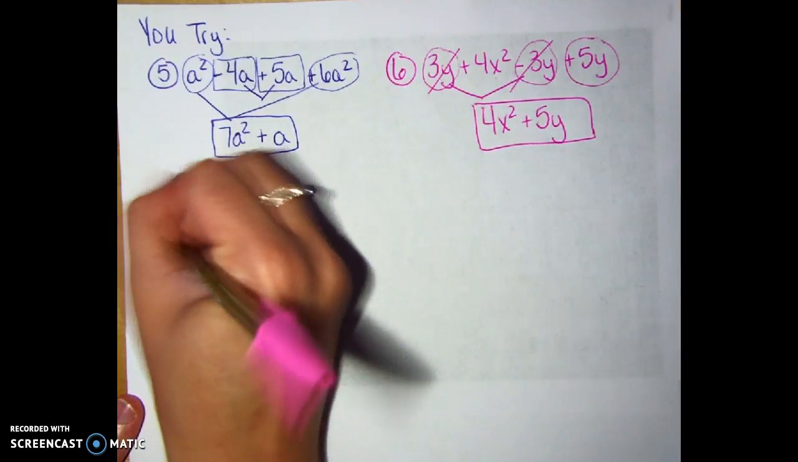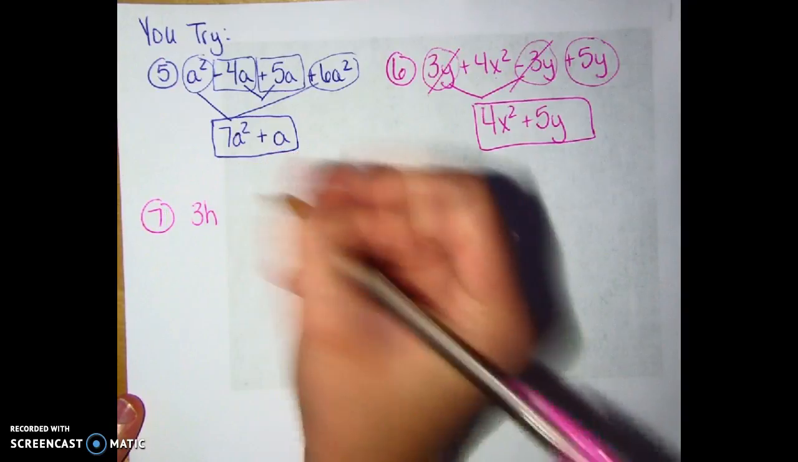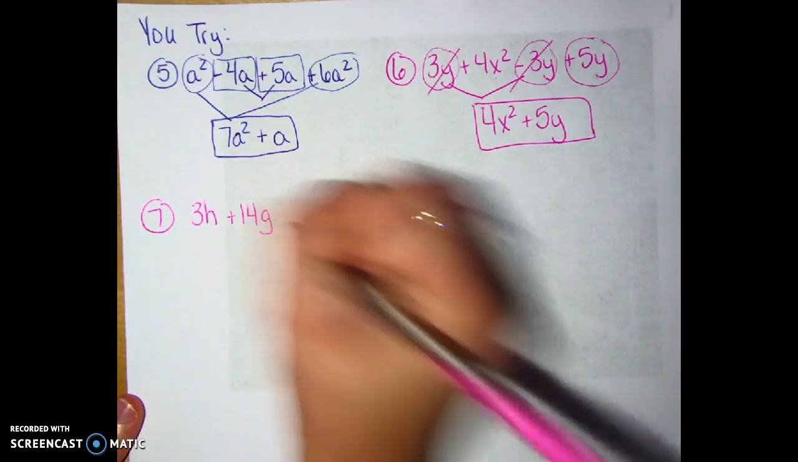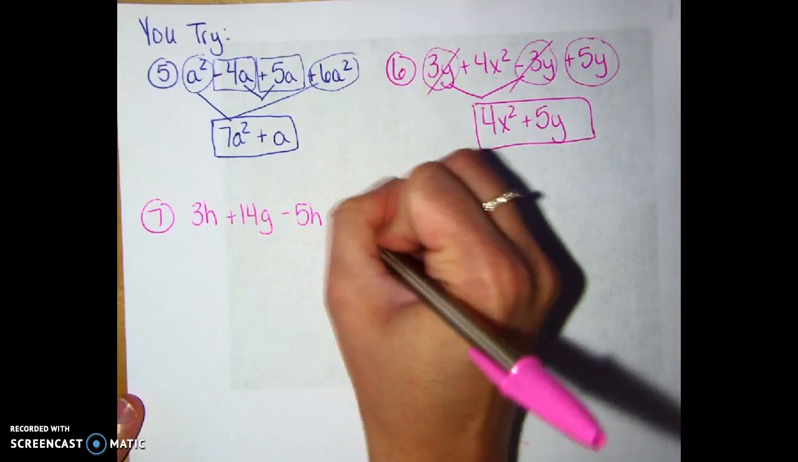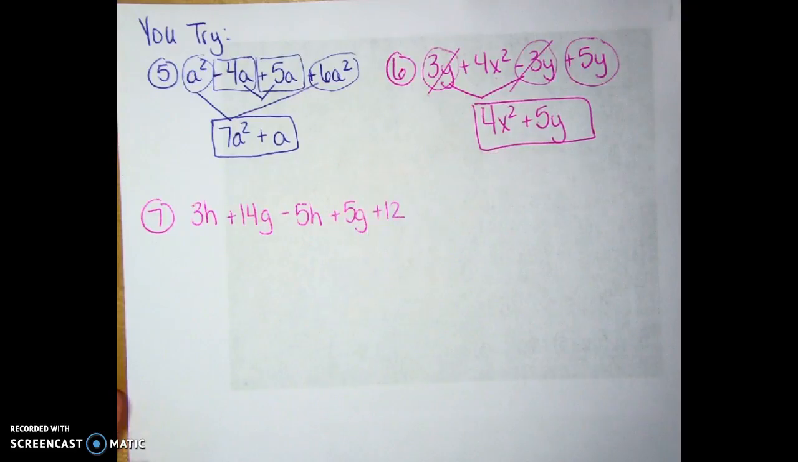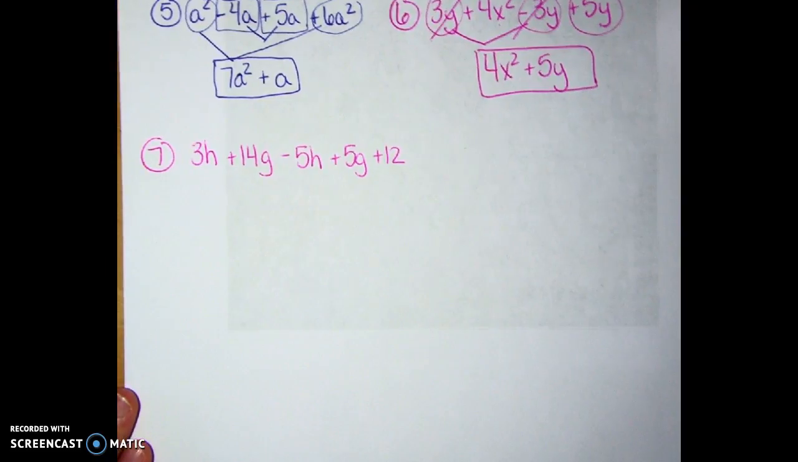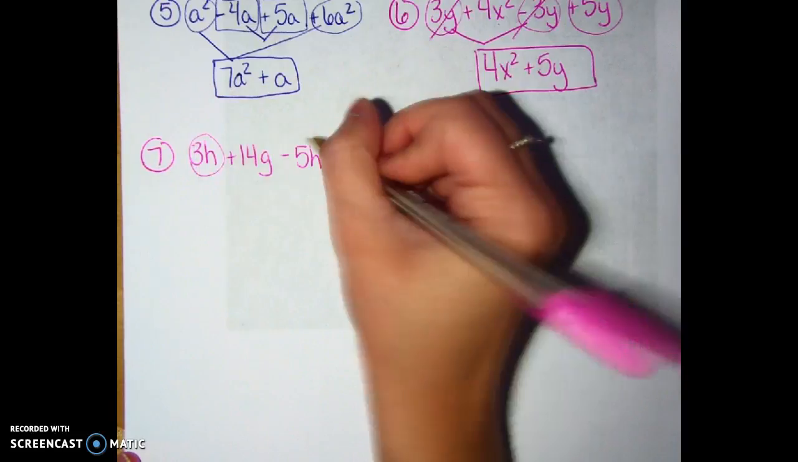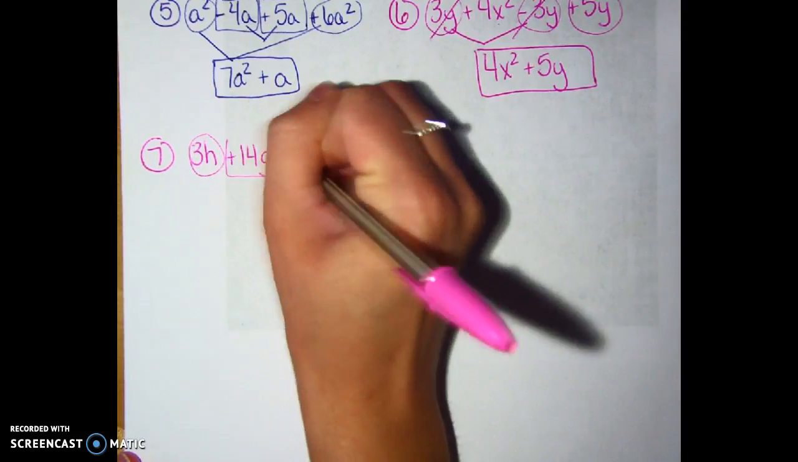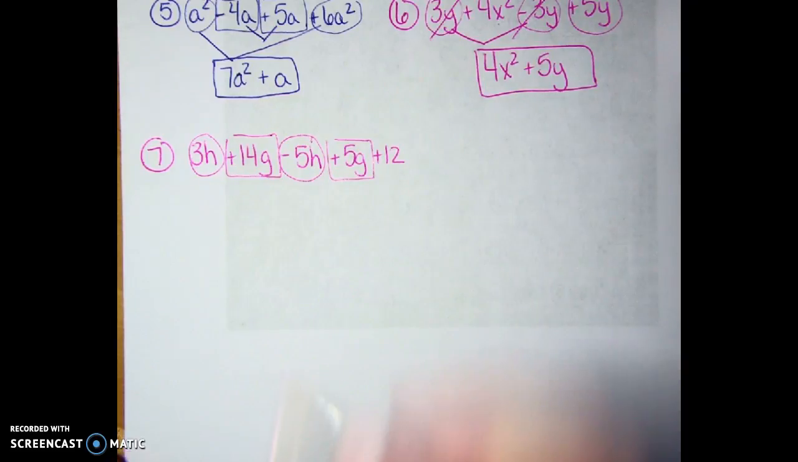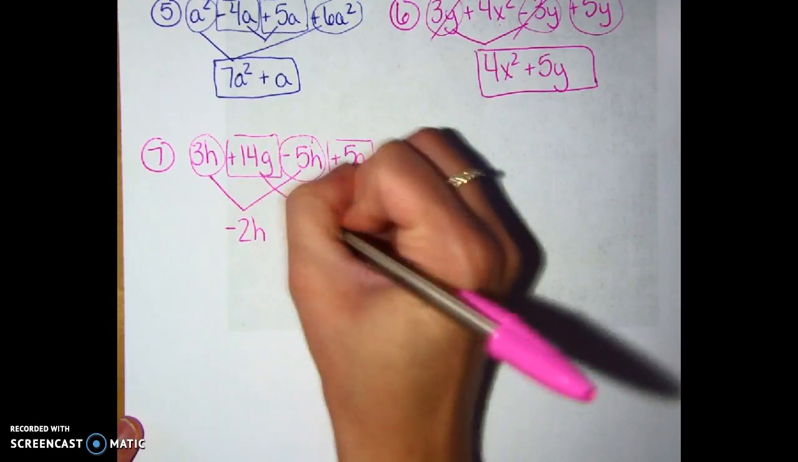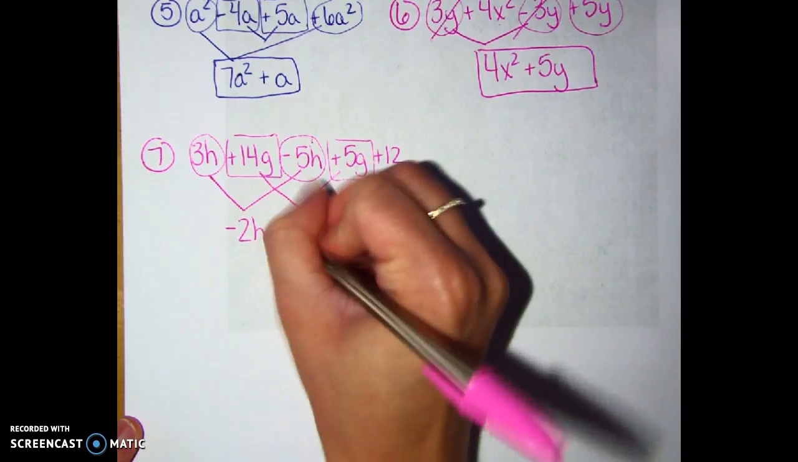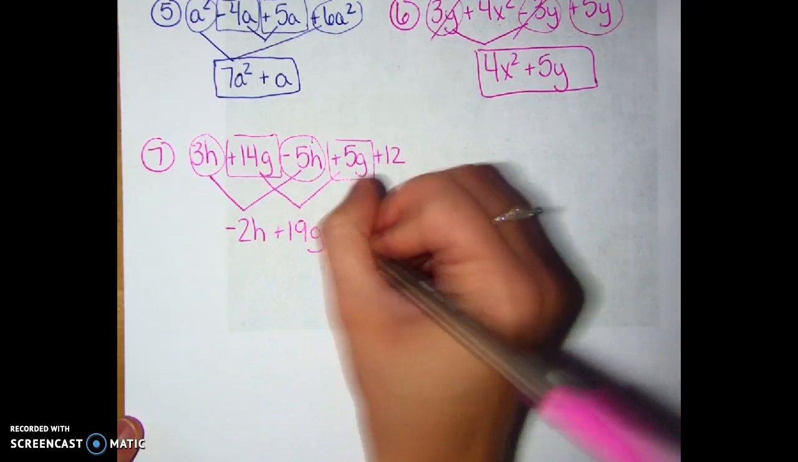Okay, number 7. 3h plus 14g minus 5h plus 5g plus 12. Okay. Go ahead and try that one. Okay, I have h, there's a g, and there's a g. 12 is by itself. So 3h minus 5h is negative 2h. 14g plus 5g is a positive 19g. And then the 12 comes down.